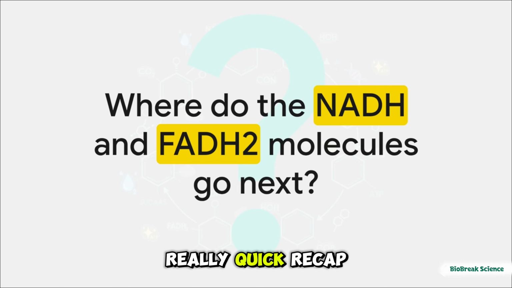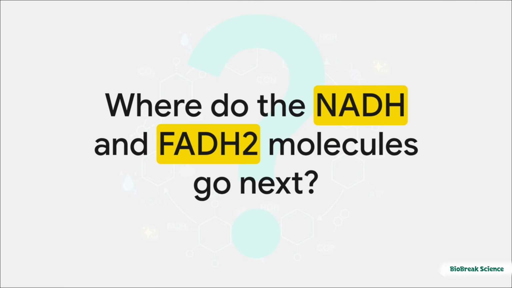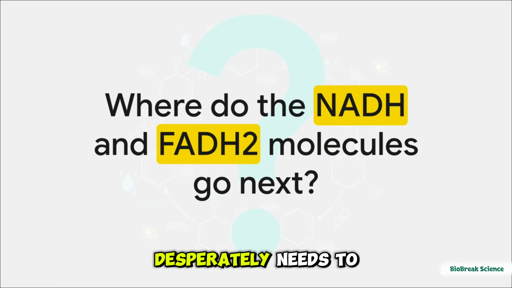Let's do a really quick recap. The Krebs cycle is step 2 of cellular respiration. It occurs in the mitochondrial matrix, and it turns twice per glucose. Simple enough, right? But it does leave us with a massive cliffhanger. Where do all those glowing blue NADH and purple FADH2 molecules actually go next? How do they eventually turn into the massive payout of ATP that your body desperately needs to survive?